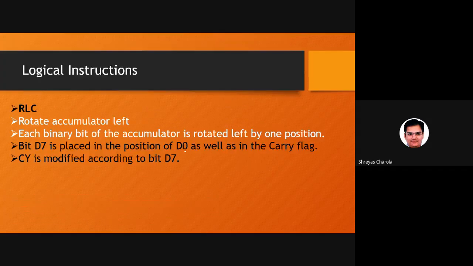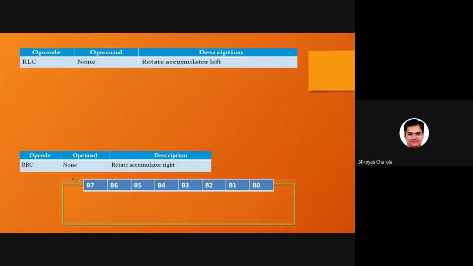Okay. Now there are instructions related to logical operations. That means if you want to rotate right or rotate left, these instructions will be used. Let's suppose RLC. Here the RLC is rotate accumulator left, without carry. Okay, it's without carry.